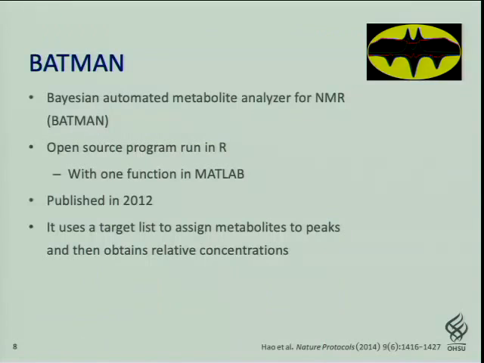So the first one I'll talk about is Batman, which stands for Bayesian Automated Metabolite Analyzer for NMR. And this is an open source program run in R. There's one function that's run in MATLAB, but that's technically a pre-processing function that's optional, but I just would like to note that because MATLAB requires a subscription, whereas R does not. It was published in 2012 with a refined protocol in 2014, so it's been available for quite a while now and has been used in over 98 publications.